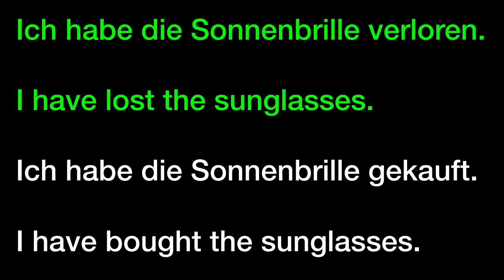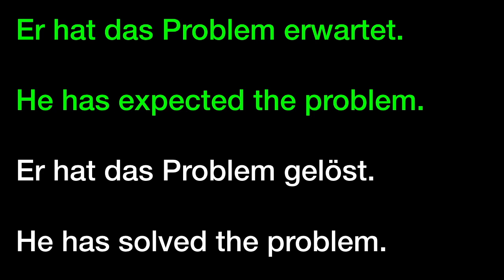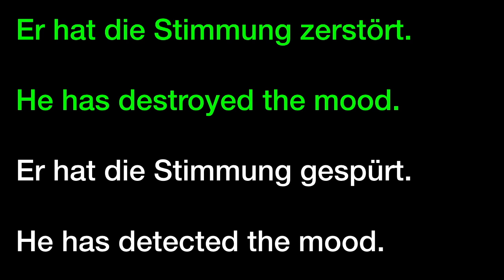Here's another set of examples. Ich habe die Sonnenbrille verloren. Ich habe die Sonnenbrille gekauft. Gekauft is just what you expect, the GE prefix on the verb kaufen, but verloren, the verb for lost, has no GE. It's breaking the rule. Hat das Problem erwartet. Hat das Problem gelöst. Once again, one of them has a GE prefix, the other one doesn't. Hat die Stimmung zerstört. Hat die Stimmung gespürt.